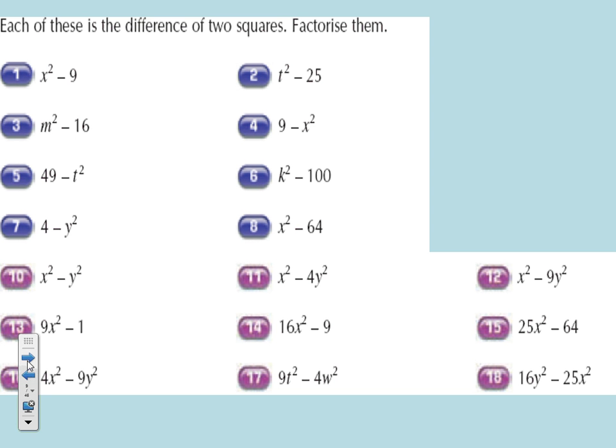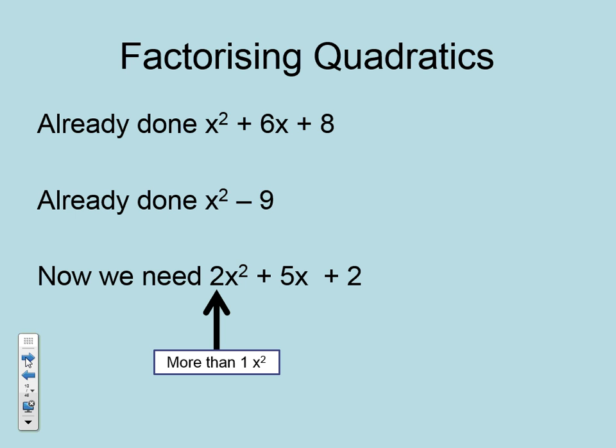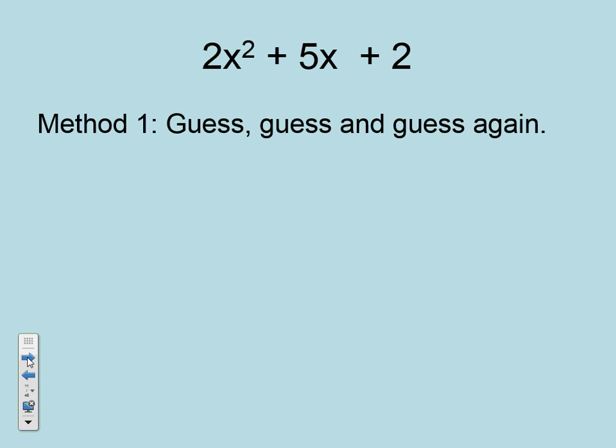Here's some to try for yourself. All difference of 2 squares ones. And again, I'll make the class work through each of those because it is such an important skill. Before we now go into the ones that need more than 1x squared at the beginning. So these are A star at GCSE, and they're going to be the main diet of our AS level.